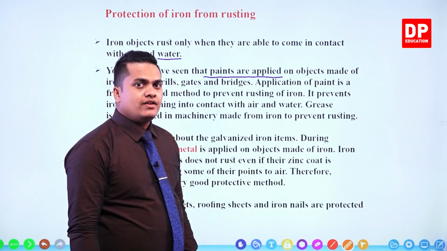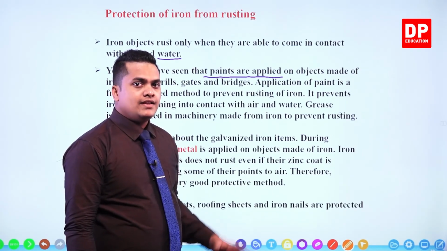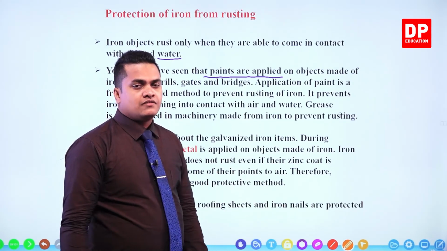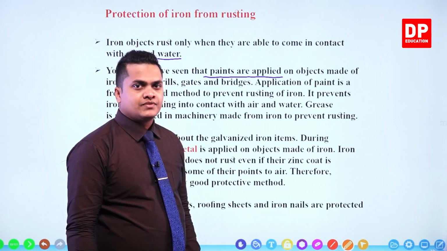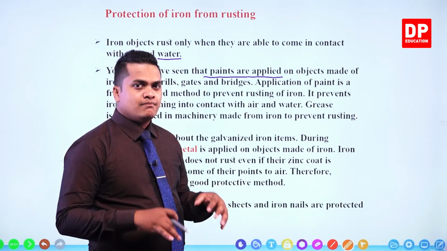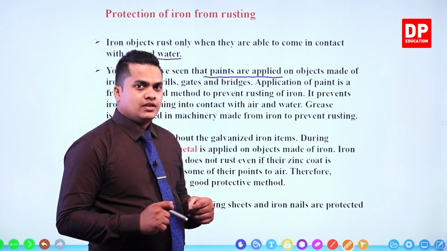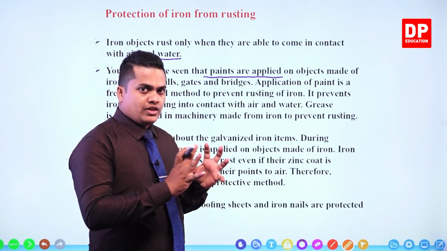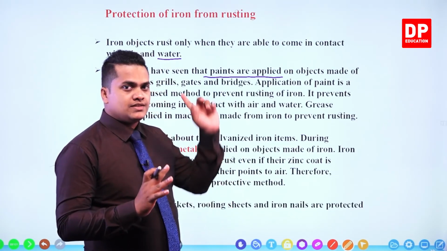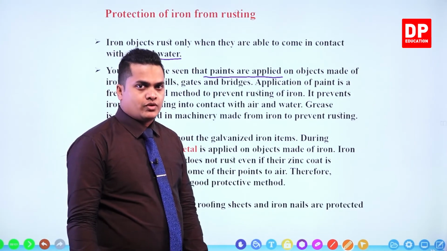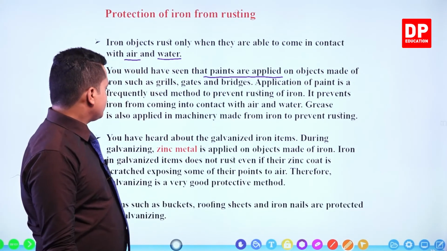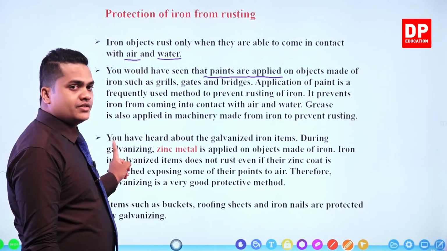If water and air are not going to contact the relevant metal surface, then that iron surface or metal surface will not rust. So by applying paints, by applying grease, we avoid the contact between the metal surface and these two factors. Okay, right then. Next point.